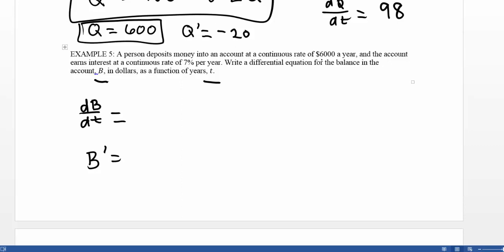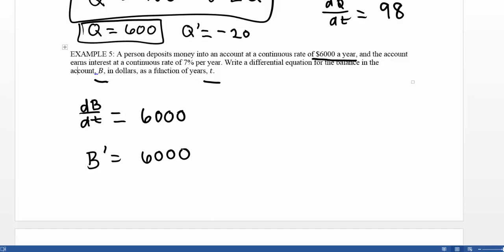So the first one is $6,000 a year. That is not at all connected to whatever the current balance is. It doesn't matter if we have $10,000 now or $100,000 now. We're just putting in $6,000 per year. So since that's a constant, we just write in 6,000. That's not at all related to the balance. It's just how much you put in.